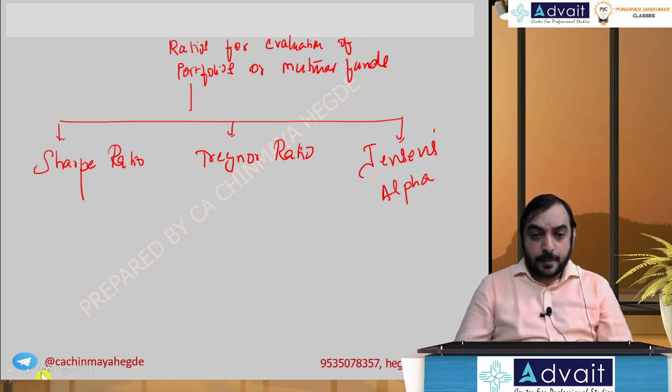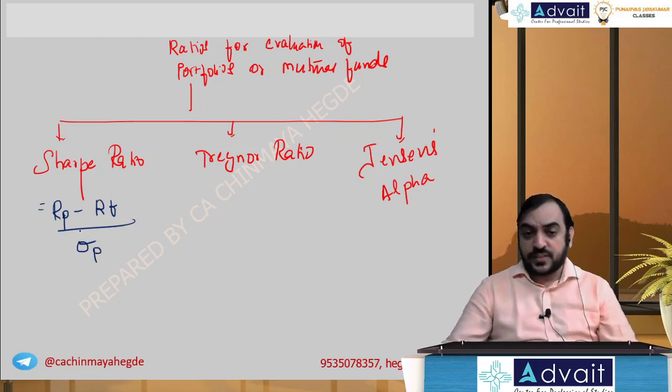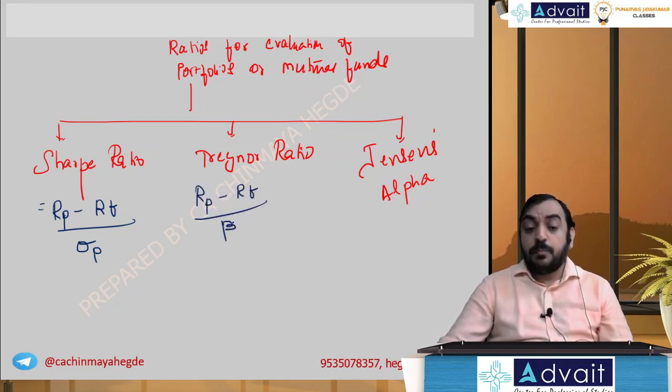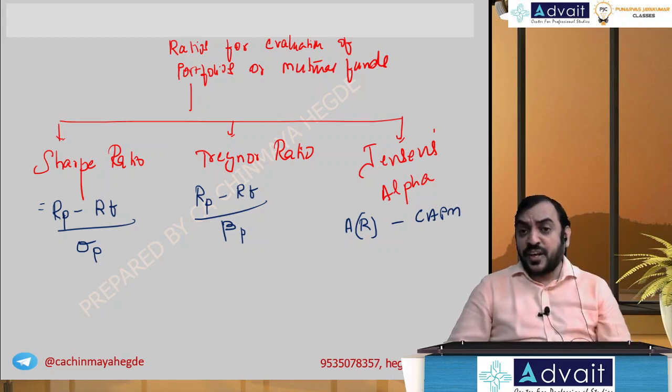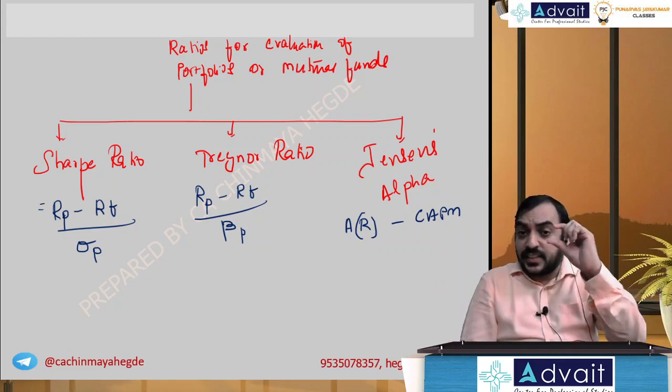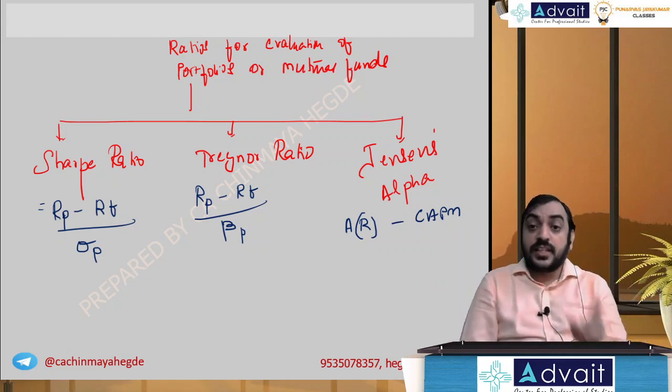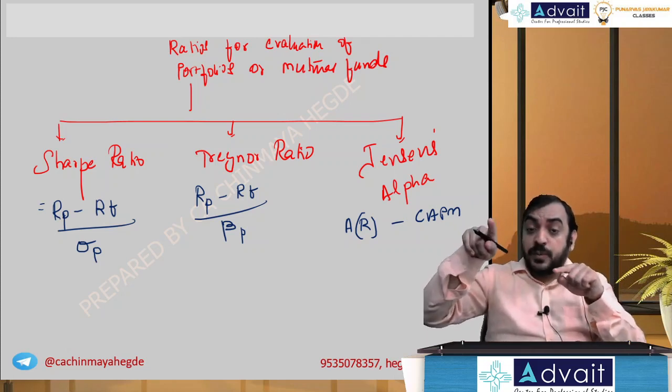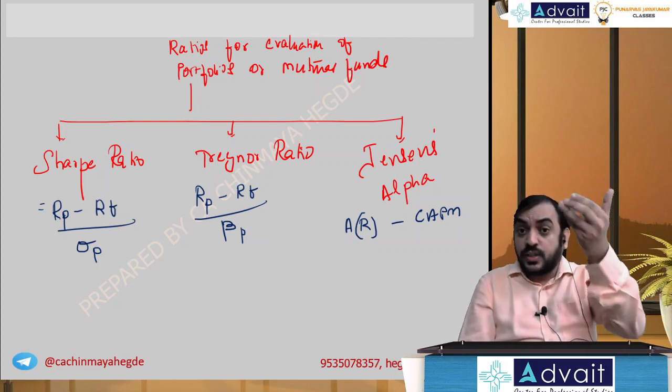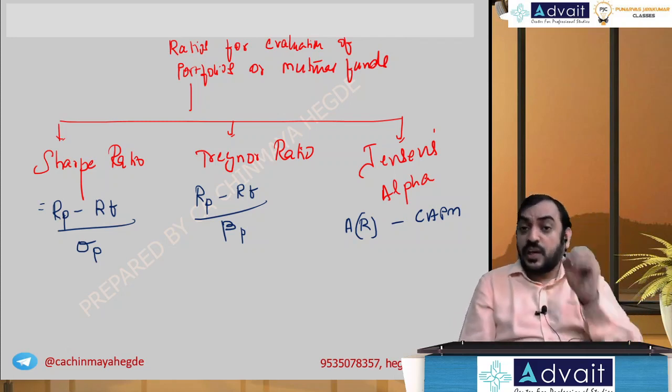Sharpe ratio is given by return of portfolio RP minus risk-free rate RF divided by standard deviation of portfolio or standard deviation of security. Treynor ratio is RP minus RF divided by beta of portfolio. Jensen's alpha is the actual return or average return minus CAPM return. You remember in the CAPM graph, I told you what comes above the line, that excess is called alpha. That alpha is Jensen's alpha, the return over and above the line. The line represents CAPM return. If your average return is above the line, you're getting more return than expected, and that is called Jensen's alpha.